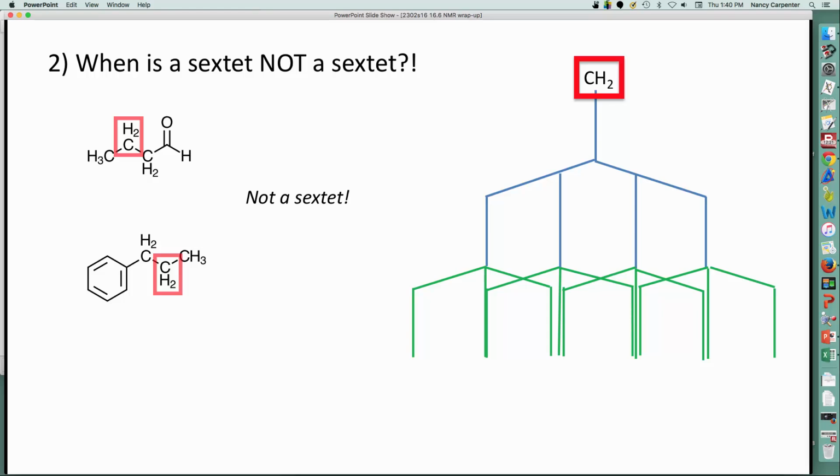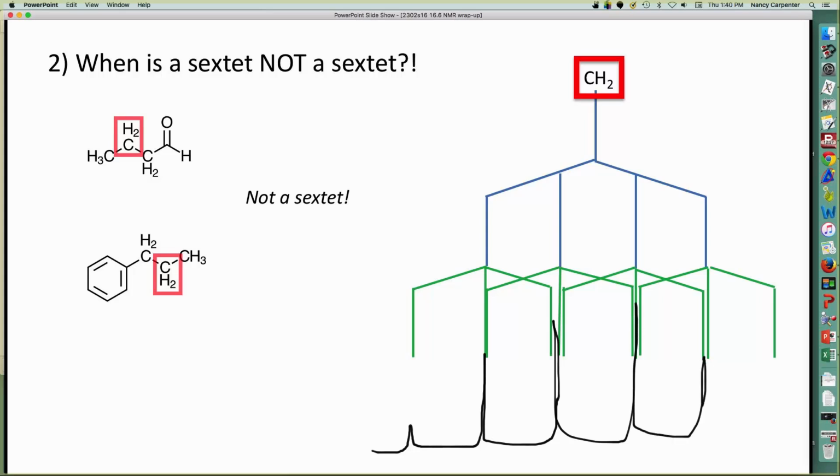So, how do I get a 6-line pattern out of that? Well, that's the thing. If you look carefully at this particular tree diagram, you can see that it's going to look like a 1 to 3 to 4 to 4 to 3 to 1 pattern, because all 3 of those are right on top of one another.